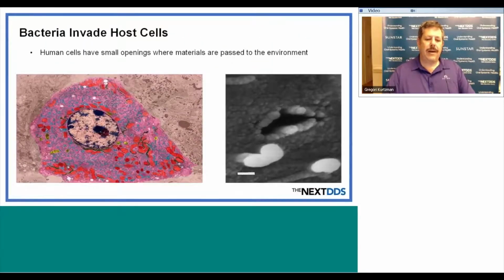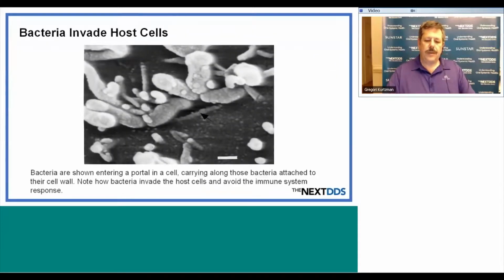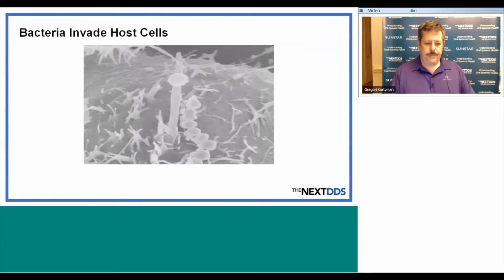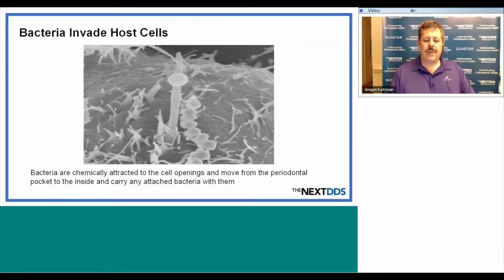So bacteria invade host cells. Human cells have small openings where materials are passed to the environment, and that's where the bacteria enter. And that's a good example. Bacteria is shown entering a portal in a cell, carrying along those bacteria attached to their cell wall. Note how bacteria invade the host cells and avoid the immune system response. The body can't react to it if it's sitting inside a cell. Bacteria are chemically attracted to the cell openings and move from the periodontal pocket to the inside and carry attached bacteria with them. So they're basically able to invade through the gingival tissue and get out into the system that way.